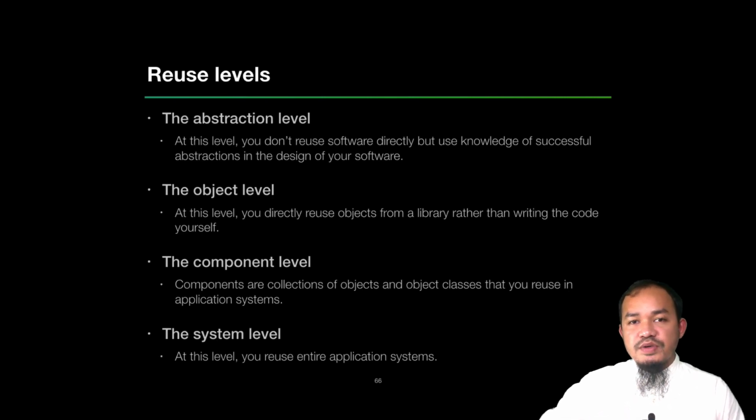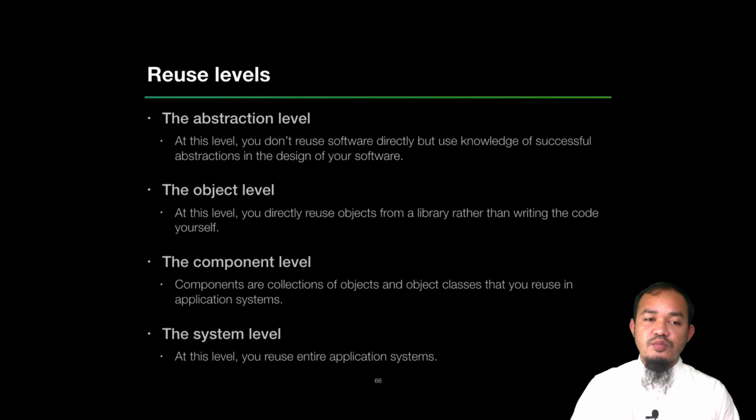Reuse level: there can be reuse at several levels. You can see here the abstraction level, object, component, and system level, okay. Most of what we are talking about is the object and component level, right? We are talking about the class. You can reuse a library, you can reuse a class, you can reuse any component. When you use dependency management such as Composer or npm, you can install any library from the existing libraries into your project, and then you can reuse it, okay. This is an example of reuse at the object level and component level.